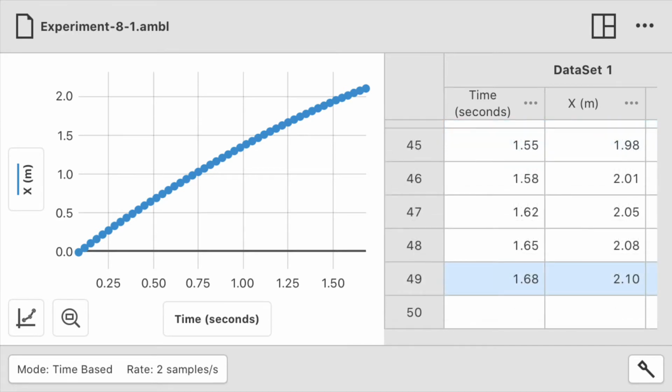So at the end of the experiment, the giraffe traveled roughly 2.1 meters to the right, and it took the giraffe 1.68 or so seconds to get there. Now, we have two data points that we can put into our slope formula, which is the next thing we'll do.